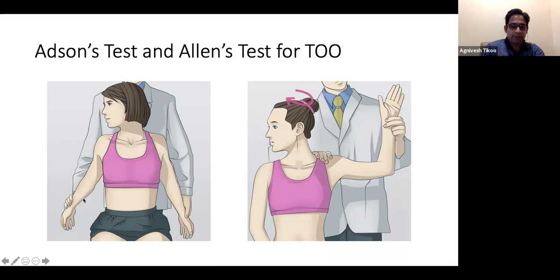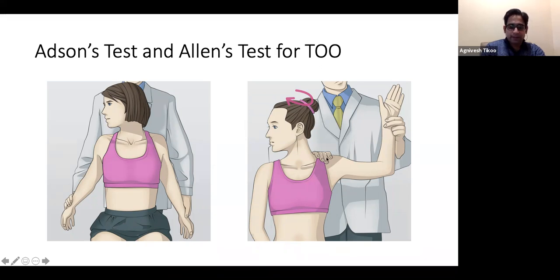You palpate the radial pulse, then you ask the patient to turn towards one side, take a deep breath and hold. So if the patient's pulse goes away, it is a positive sign for thoracic outlet obstruction on the same side. Now, this one is called the Allen's test. In this, you make a 90-90 position, again palpate the radial pulse, ask the patient to look towards the opposite side, and then palpate the pulse. So if this goes away, this is also a positive sign for thoracic outlet.